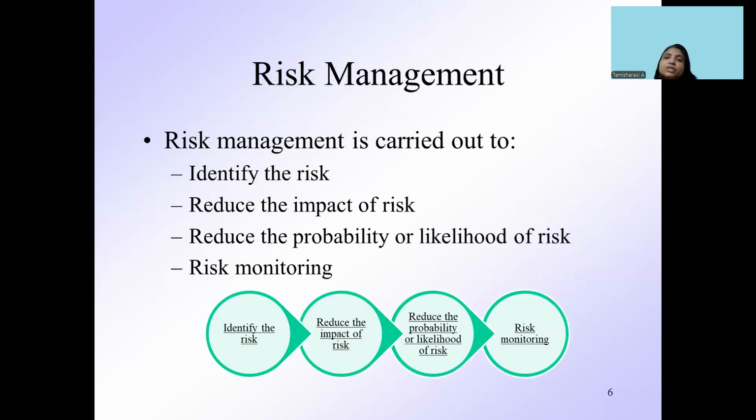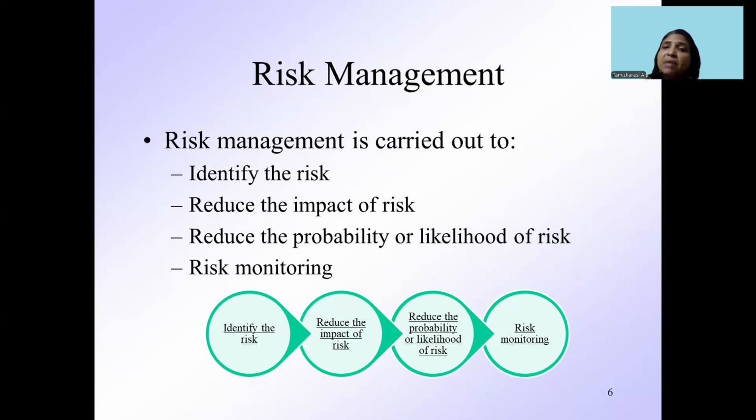So this is the introduction to risk. I told you what a risk is, the definition of risk, which is any potential problem which may or may not occur, and the different categories of risk. Coming to risk management.